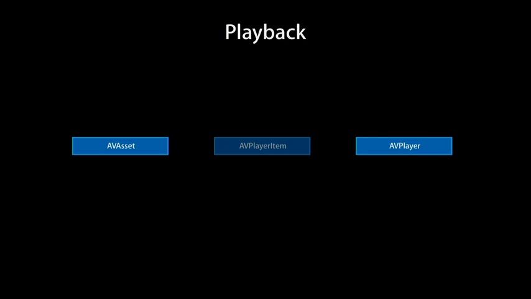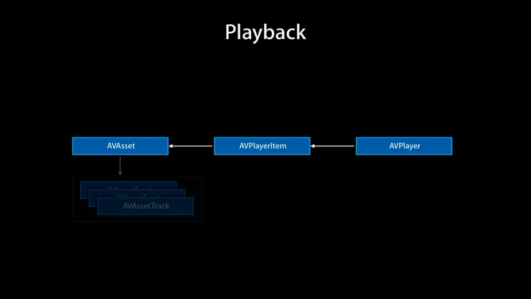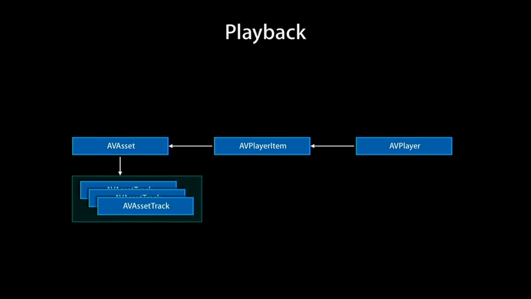Now, we can't directly connect AV Player with an AV asset. Doing so would cause either the asset to know too much about the playback state or the player to know too much about the asset. So instead, we use an AV Player item to hold that state. Now, just as assets have tracks, so too player items have player item tracks that control whether the tracks are enabled.